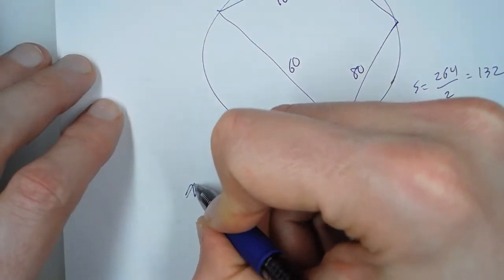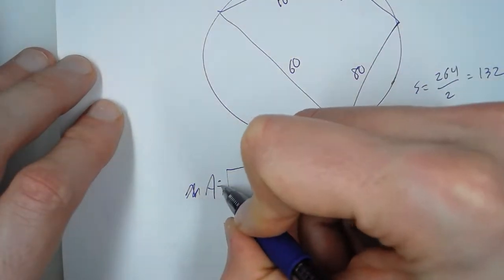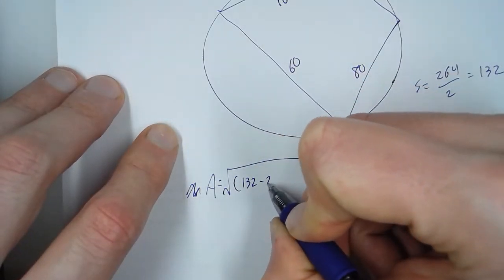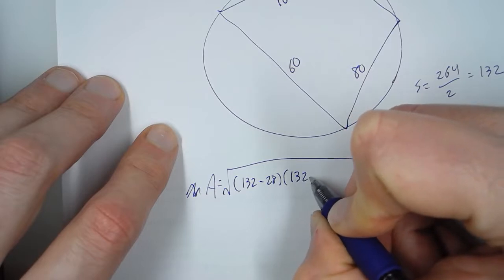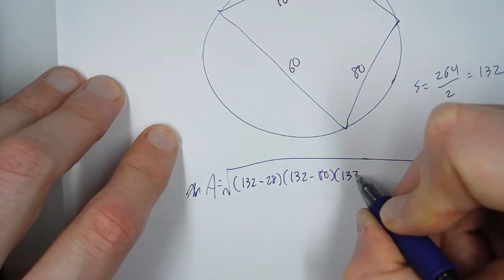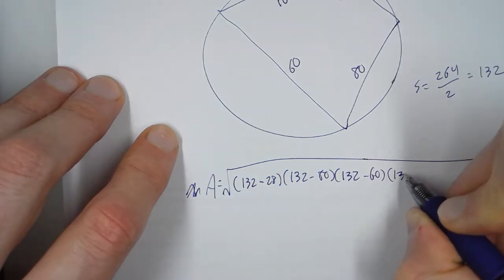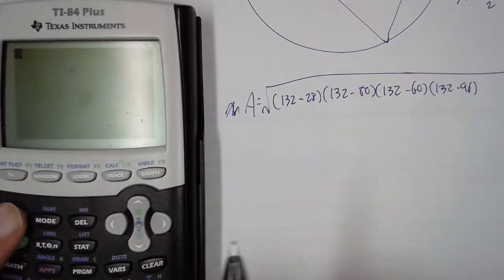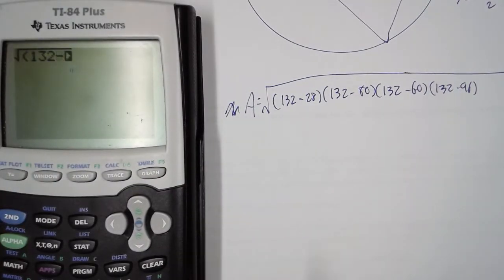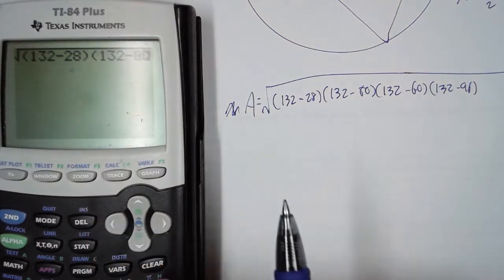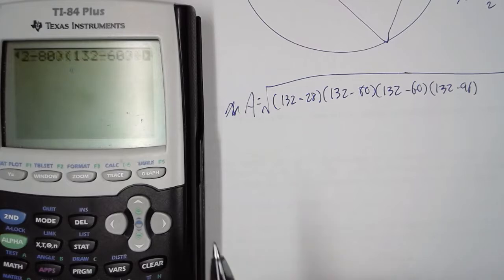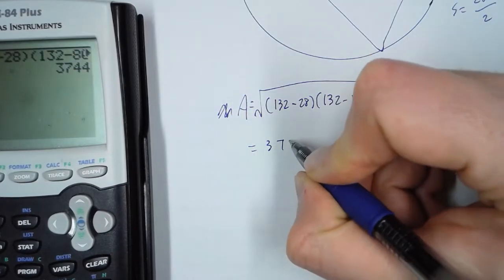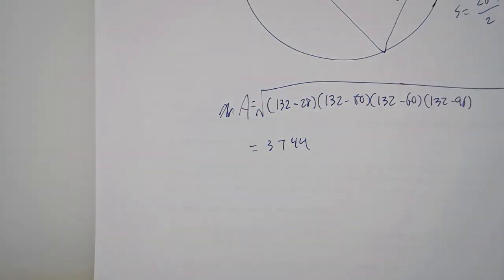So to find the area, we take the square root of the semi-perimeter minus each side. So 132 minus 28 times 132 minus 80 times 132 minus 60 times 132 minus 96. And when we do, we get 3,744. And there's our answer. And we're done.